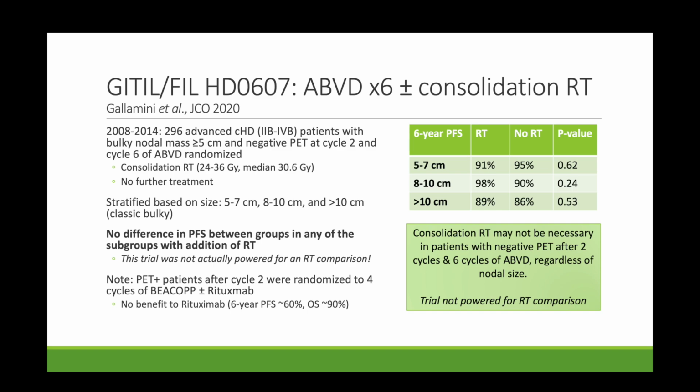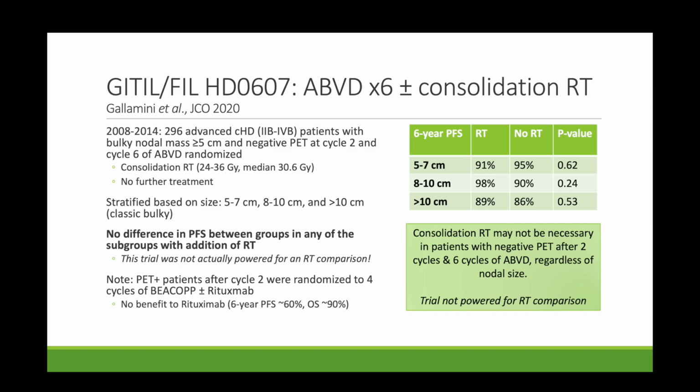And they were randomized to either consolidation radiotherapy to 24 to 36 gray or no further treatment. The patients were then stratified based on the size of their tumor, so 5 to 7 centimeters versus 8 to 10 centimeters versus greater than 10 centimeters, which is what we classically think of as bulky. And as you can see from the progression-free survival in the green table on the right-hand side, there was no significant difference in the progression-free survival between the groups in any of the different subgroups with the addition of radiotherapy.